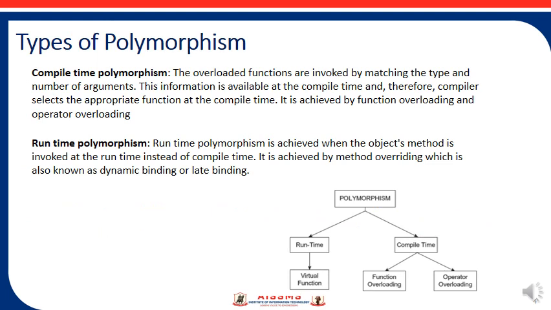Now there are two types, compile time polymorphism and runtime polymorphism. You can see here a diagrammatical representation of polymorphism. The first one is compile time, which again has two categories, function overloading and operator overloading, that arise at compile time. And in runtime, one of the best examples is the virtual function.